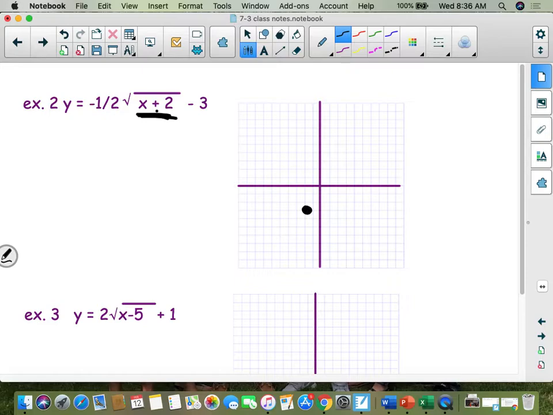But the negative sign, instead of this way, it flips it upside down, correct? Negative sign flips it. Don't worry about the wider or skinnier. It's too hard to tell if it's wider or skinnier. A parabola, though, you can easily tell, right?